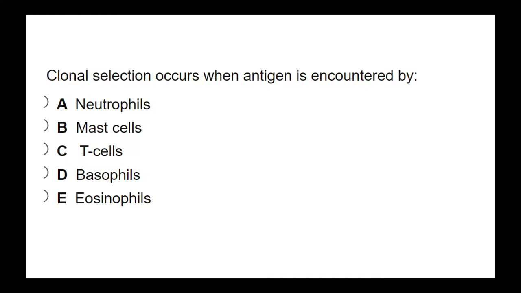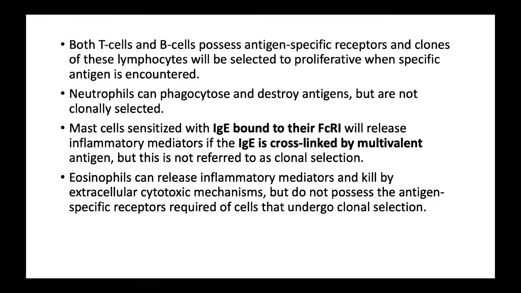Any idea? So clonal selection. I can tell you that clonal selection is only involved in the adaptive immune system. So this means we have the selection of clones which are very antigen specific. Now you tell me which cells are involved in clonal selection. See, of course, because only T and B cells can have clonal selection.